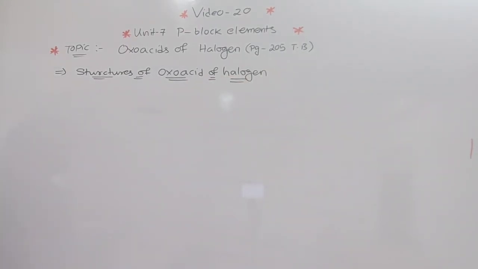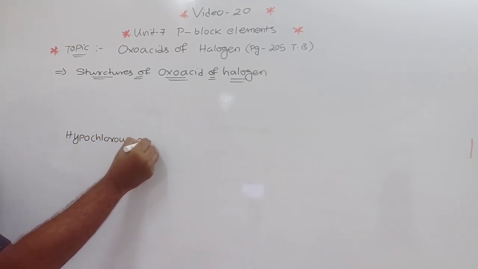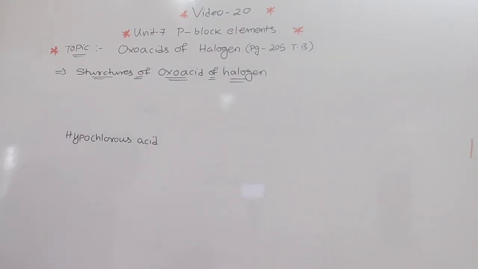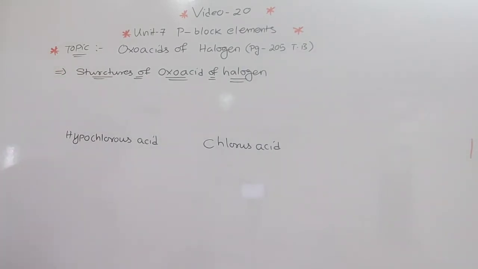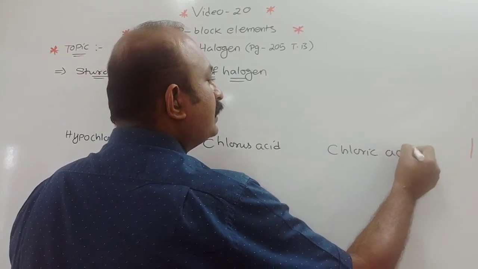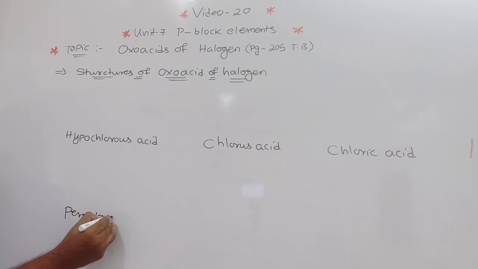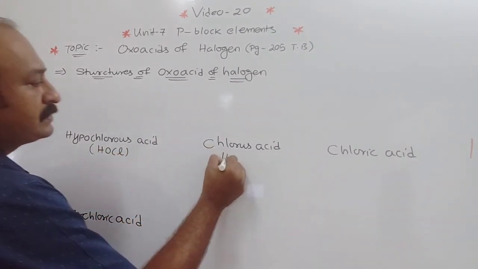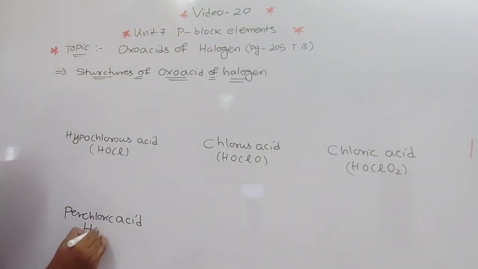Here, first, if I write hypochlorous acid, this was the first chlorine acid. Clear? Then we will write the second one, chlorous acid, halous acid meaning chlorous acid. Clear? Then the third structure, we'll draw that side only, it is chloric acid. And the fourth structure, you can see here, perchloric acid. Clear? Now the easiest way to remember, suppose I write the formulas. This is HOCl, this is HOClO, this is HOClO2, clear? And this is HOClO3. So these are the structures we saw.